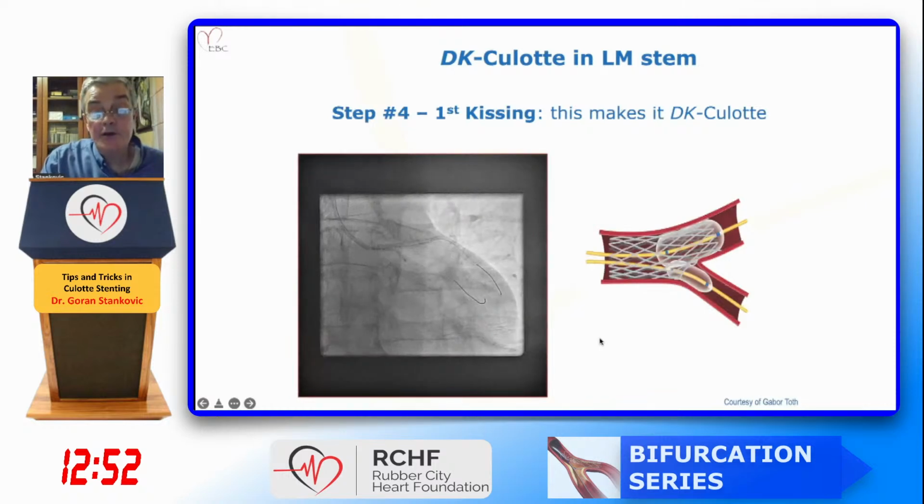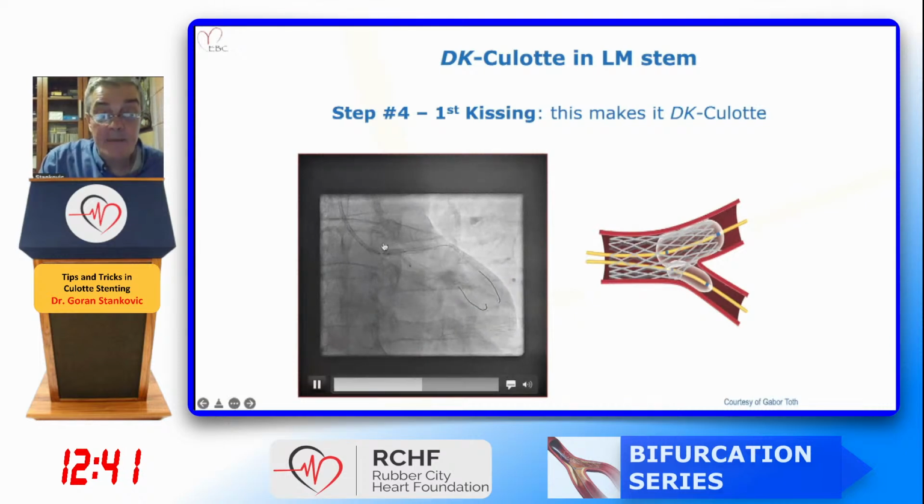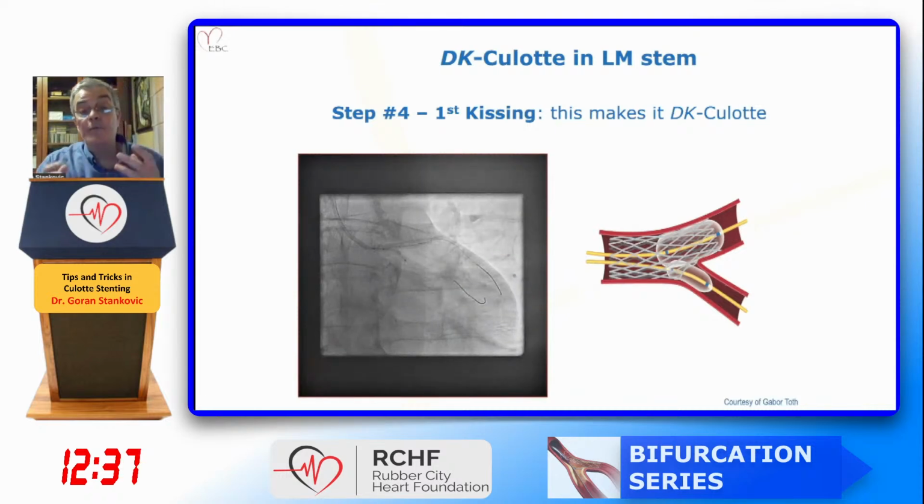We can use imaging, as it was shown, to document that. Then we do kissing. So this is what makes this procedure double kissing culotte, but it's the same as what we recommended in the EBC Main for provisional. So this is actually, up to now, provisional in the direction of the main branch.